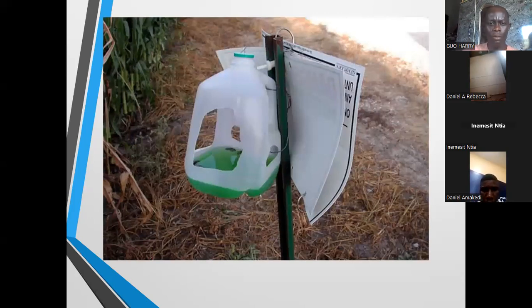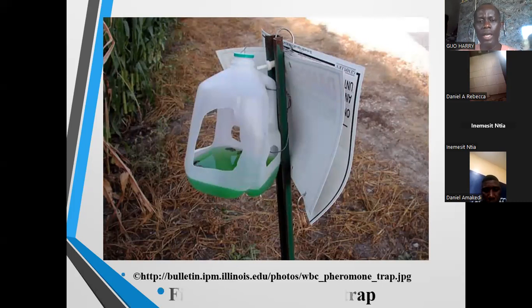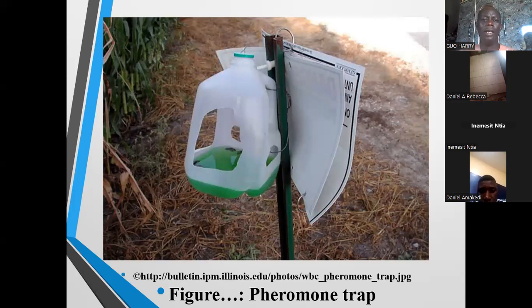The pheromone is placed in a container and then hung on a stick or any other thing. It could even be the branch of a tree or a metal, and kept in an open place. And the insects are attracted. When they get to the pheromone, they get immersed in it and they are collected later. So that's the use of pheromone traps.